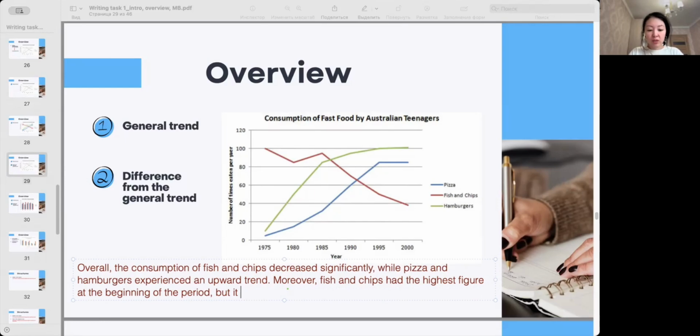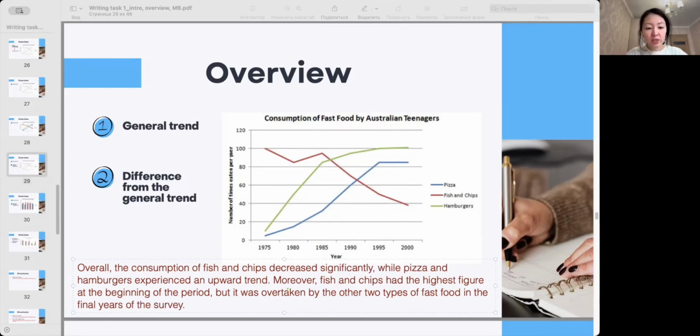But it was overtaken, right? Or maybe you can say surpassed, also a good one. But it was overtaken by the other two categories. I do not need to mention them again because I have already done it before, pizza and hamburgers. It is clear, right? By the other two types of fast food. And it's a good way to paraphrase, by the way. In the final years of the survey, right? You can say like this.